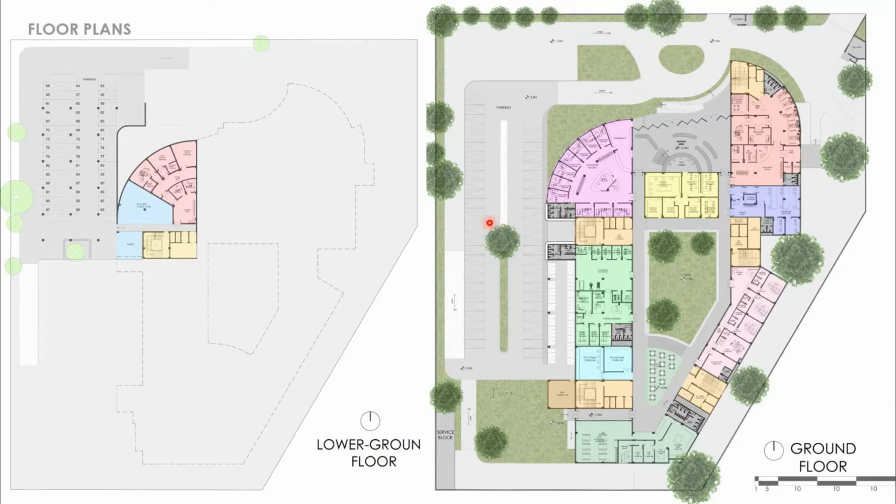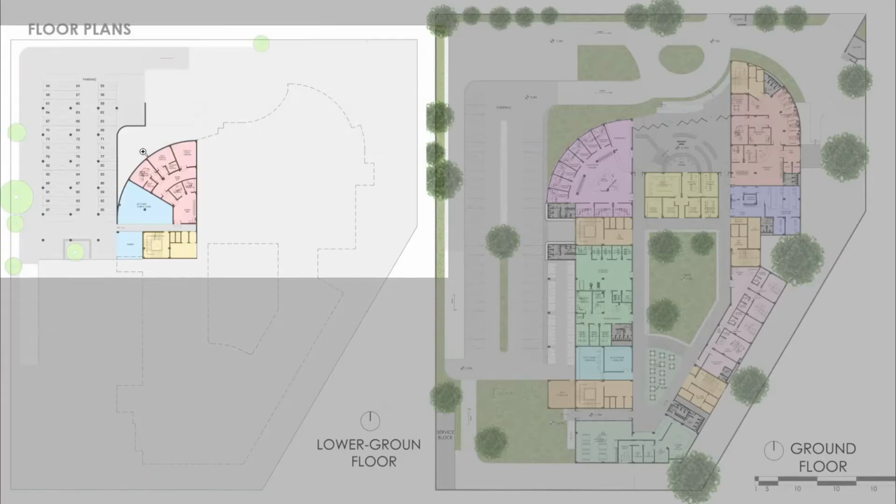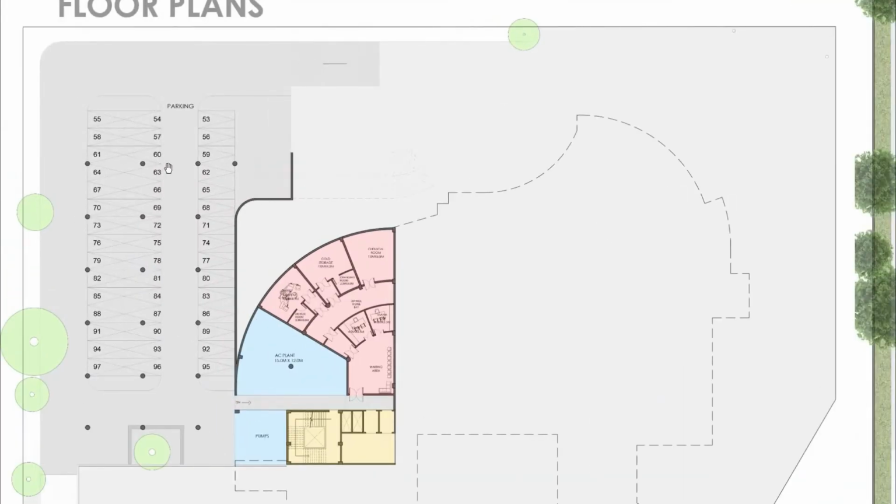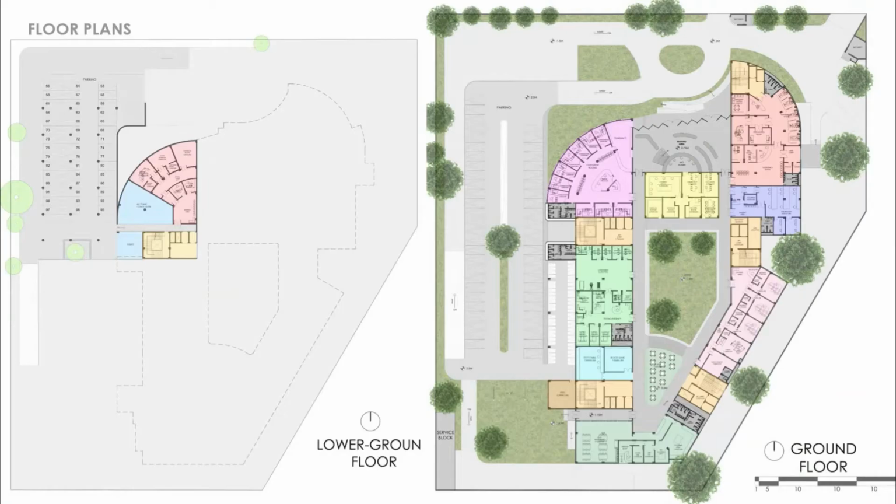The northeastern corner of our plot is 1.5 meter below the road level. So instead of providing a basement floor, we have provided a lower ground floor. We have a total of 95 car parks, including the parkings in ground floor and lower ground floor. There are service spaces such as AC plant and pump rooms in the lower ground floor along with the mortuary.